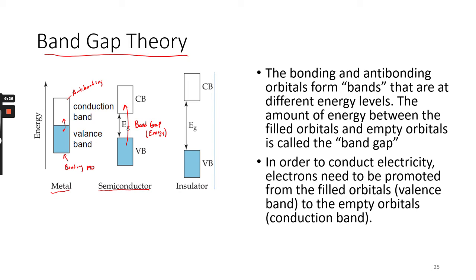And the last type of material we have is our insulator. And look at this, this is a very large band gap. So large that your electron cannot jump up into the conduction band, and that is why they are insulators. You can't get the electrons to go up here and conduct. Okay, so in order to conduct electricity, you need to take your electrons and promote them from the filled valence band into the empty conduction band so that they can move around.